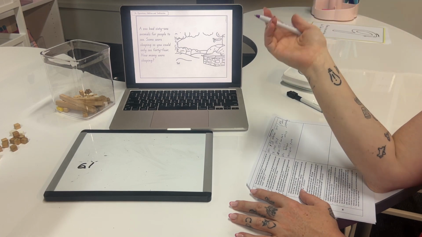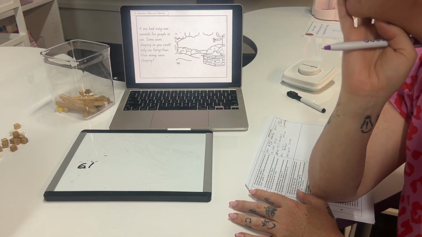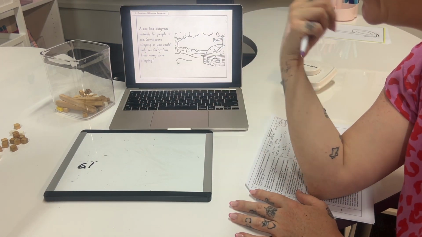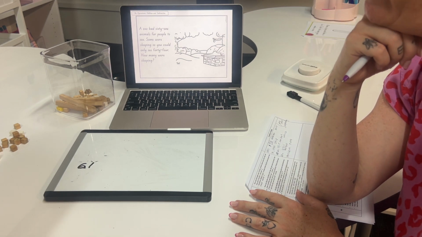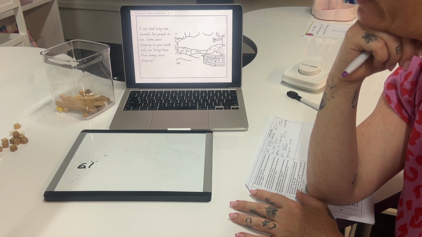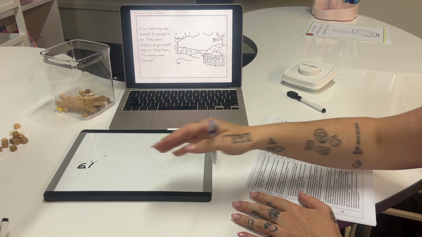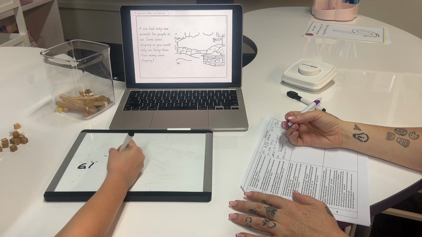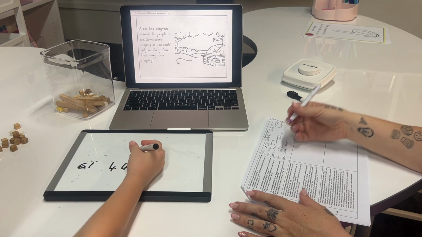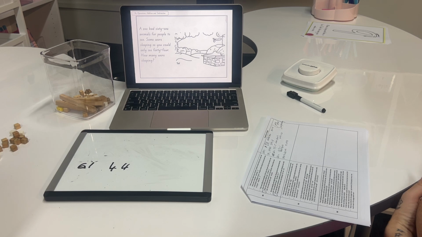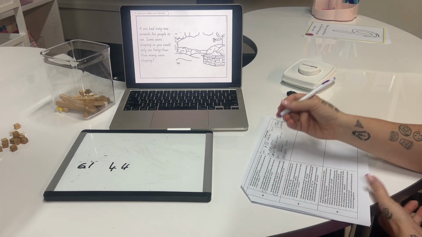So there were 61, you've written down 61 animals. Now some were sleeping, and you could only see 44. You could write down 44 to help you. 40. Cool, okay. What could you do? 21? How'd you get 21?